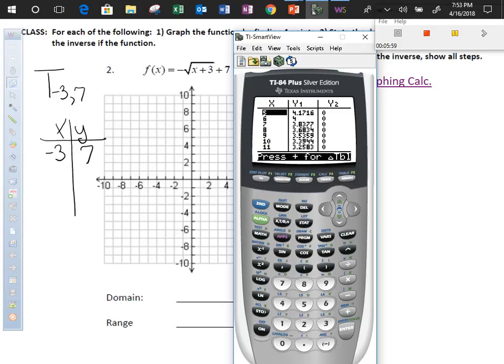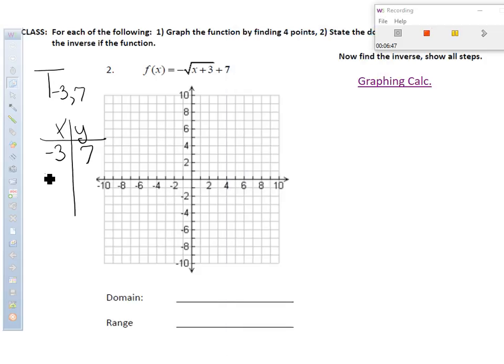I'm going to come into my table, and I'm going to put negative 3 at the top. If you try to go any further, guys, you're going to see the word error anyway. So I need the ordered pair negative 3, 7. I also need negative 2, 6. I need 1, 5. And I need 6, 4. So looks like I needed negative 2, 6, 1, 5, and 6, 4.